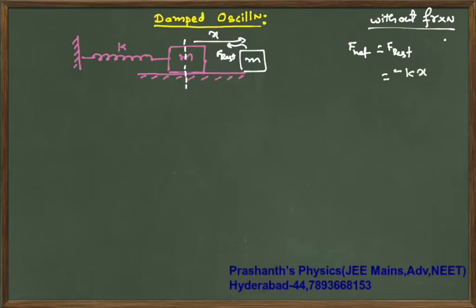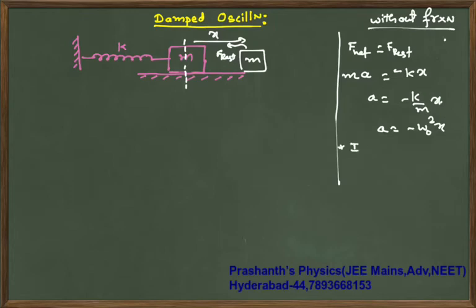Restoring force you are writing as minus kx, net force you are writing as ma. From here, a is equal to minus k by m x, a equal to minus omega naught square x. Like this you are continuing. Now all this stuff is known to you and I have explained it previously. Now if you consider the friction, what will happen?